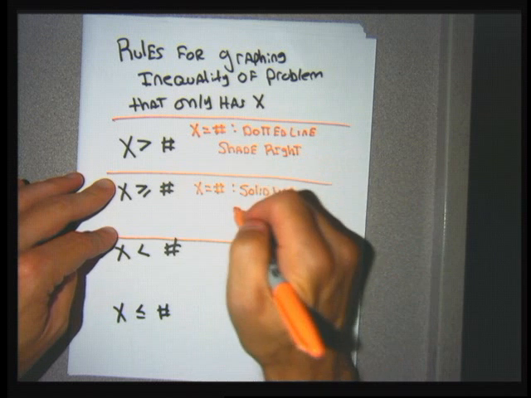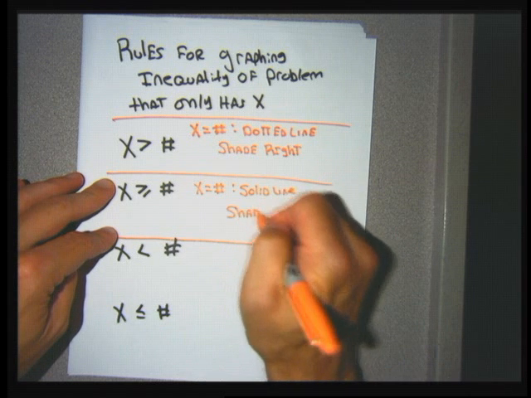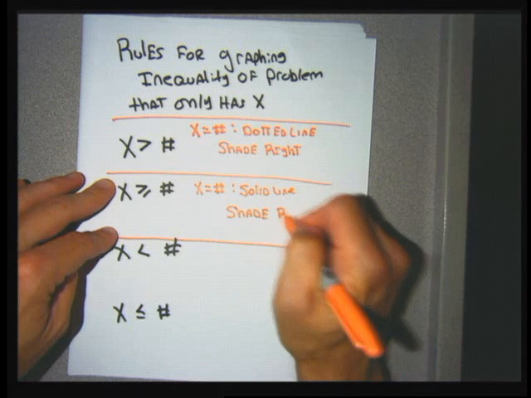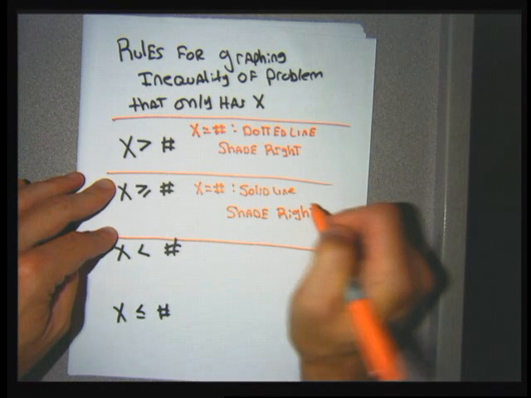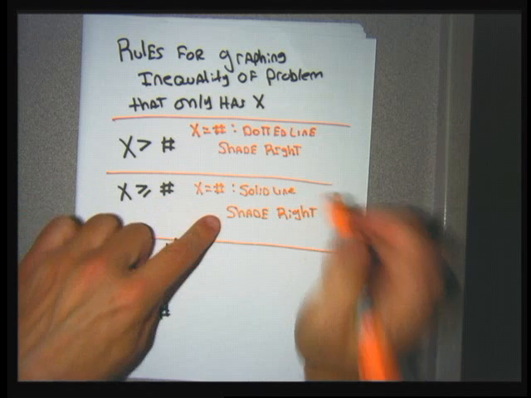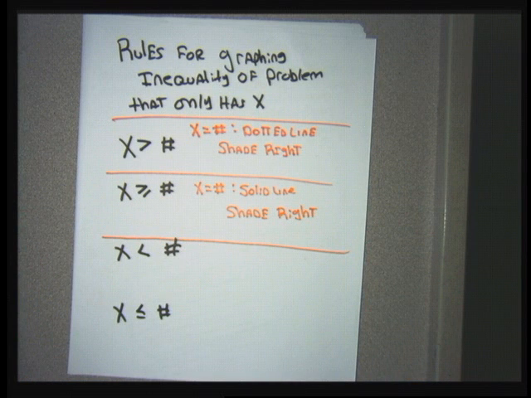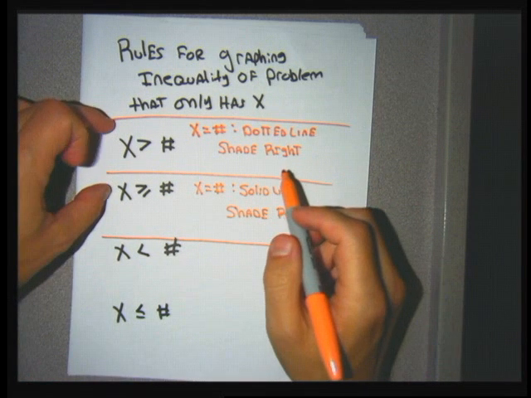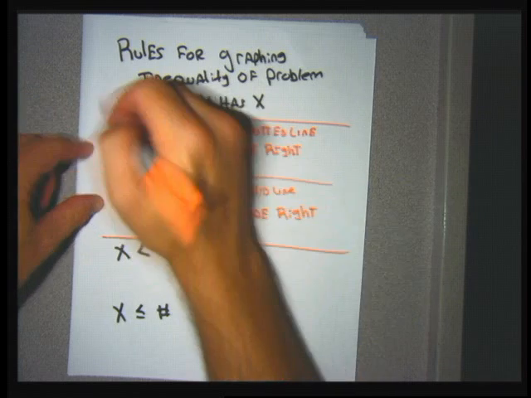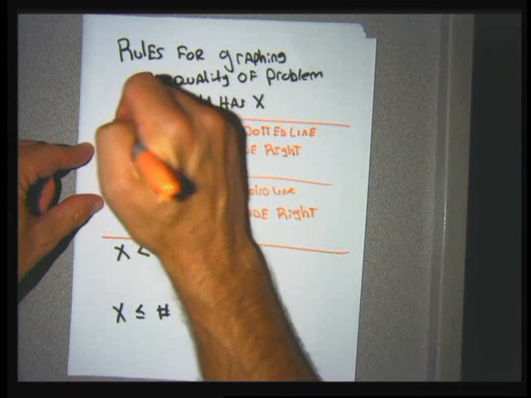And again, because I want to identify points that have bigger x coordinates than some number, I'm going to shade to the right. So these kind of model problems 2 and 4. Problem 2, when I graphed x is greater than 5, this is what I did.